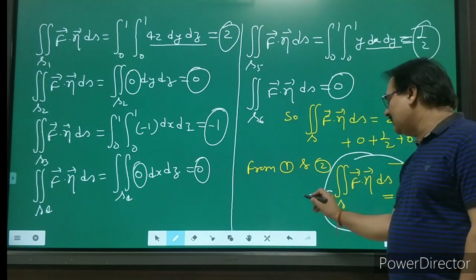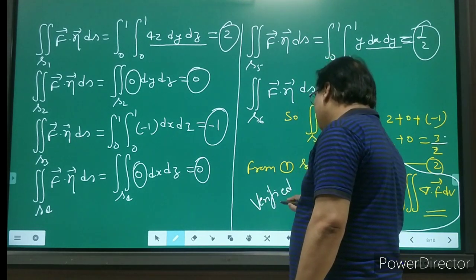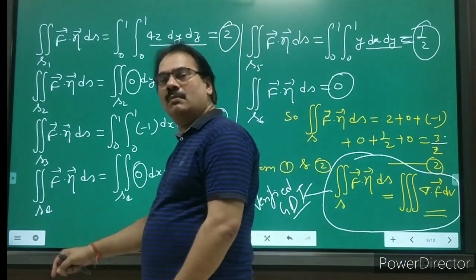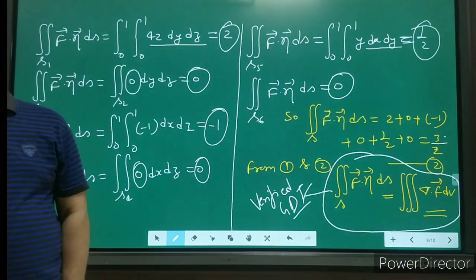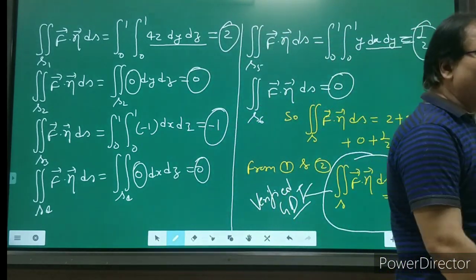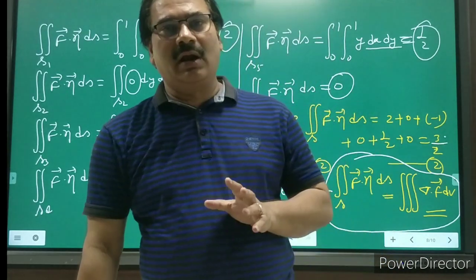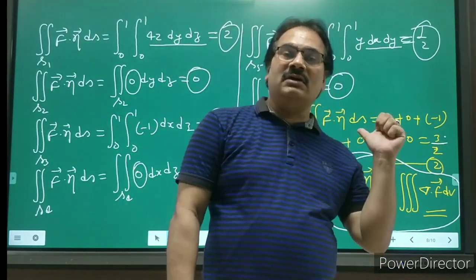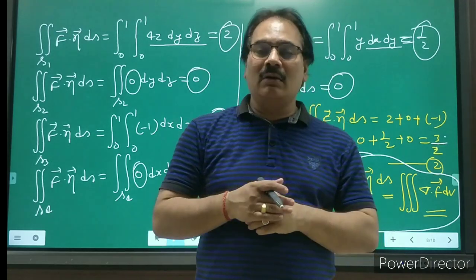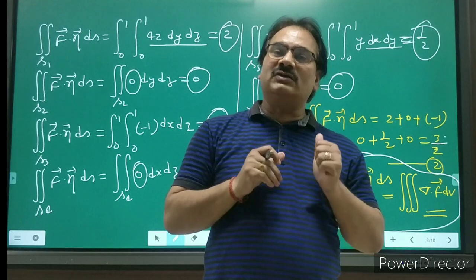It means from equations 1 and 2, you can say that you have verified the Gauss divergence theorem. So with the help of this problem, you have already verified the Gauss divergence theorem. It means now in vector calculus we have completed line integral, surface integral, volume integral, Green's theorem, and this Gauss divergence theorem. One part more, again I will try to put my video on Stokes theorem.